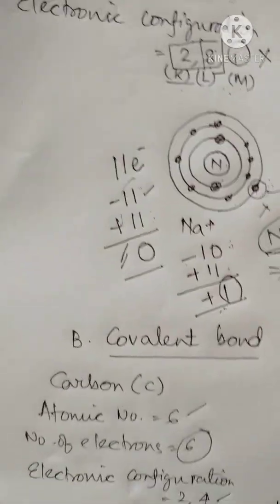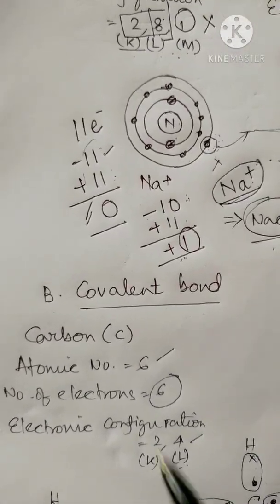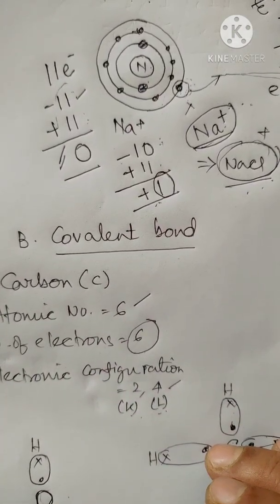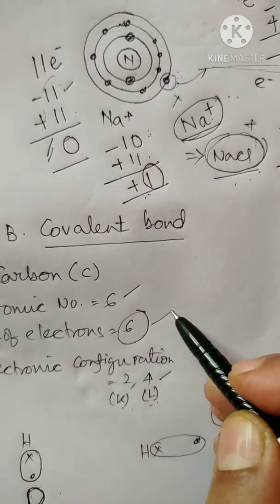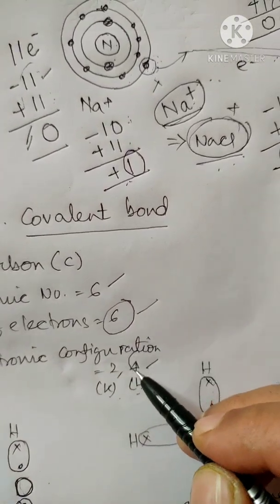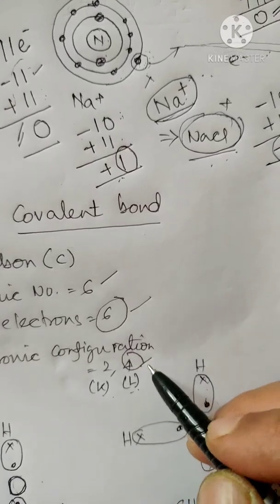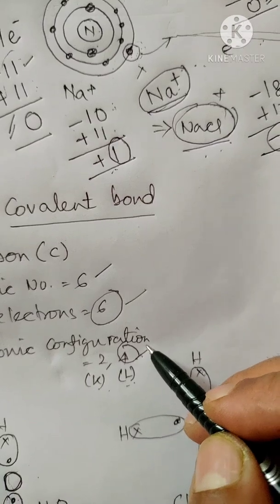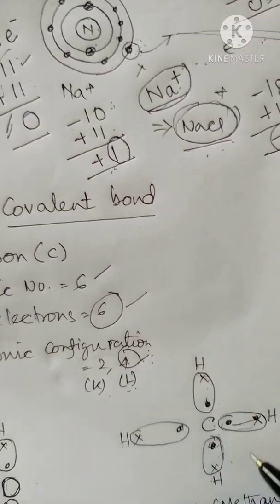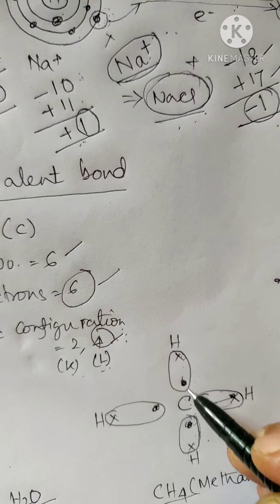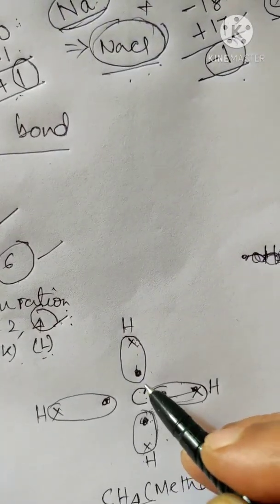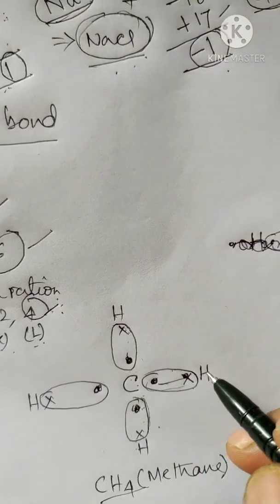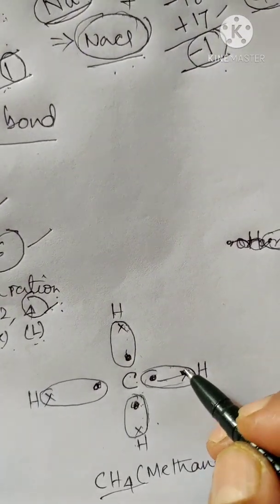Now coming to the second point, covalent bond. A covalent bond is possible where electron transfer is not possible. For example, carbon has 6 electrons, so 4 electrons in its outermost shell. We cannot give away 4 electrons, nor can we accept 4 electrons. So what happens? I have drawn this diagram, carbon having 4 electrons in its outermost shell. Now comes hydrogen with 1 electron in its shell.